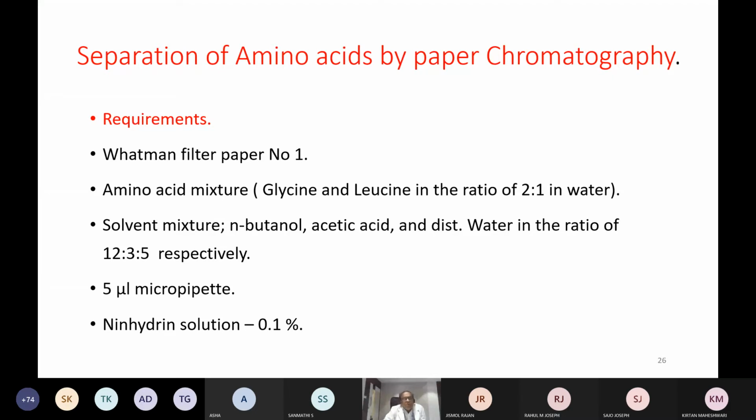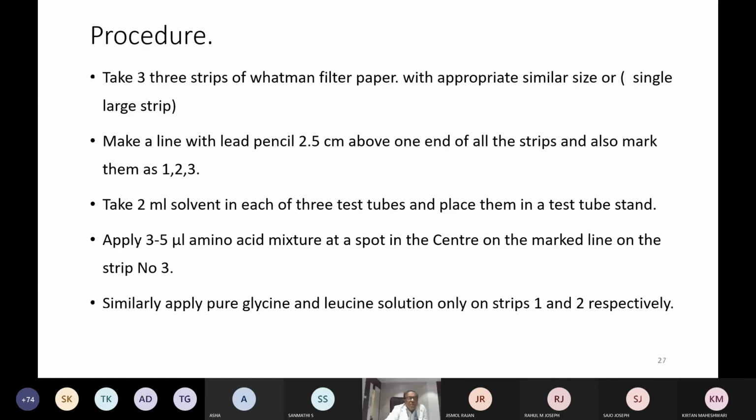The things you are taking are N-butanol, acetic acid and distilled water, mixed in the proportion of 12 to 3 to 5. That solvent mixture is added first into the beaker. Then, on the filter paper, you mark a line 2 centimeters above the bottom, you run the spots there, and finally you need ninhydrin solution to fix the amino acids that will have moved.